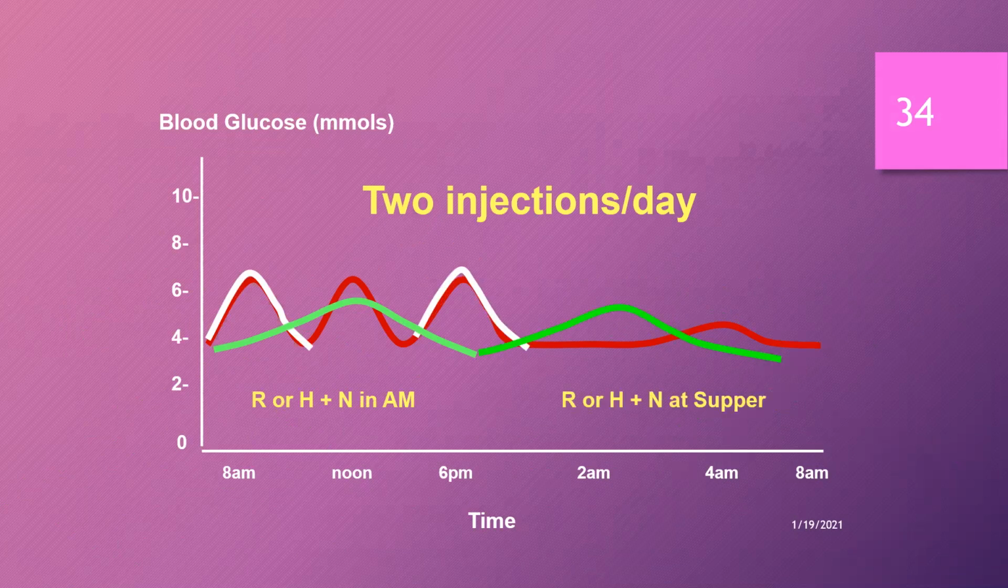They are covering the 3 meals and the rest of the day through 2 injections. So 1 injection is given before breakfast and the other is given before supper or dinner. And the rapid acting component is shown by the white, and the long acting component is shown by the green here.